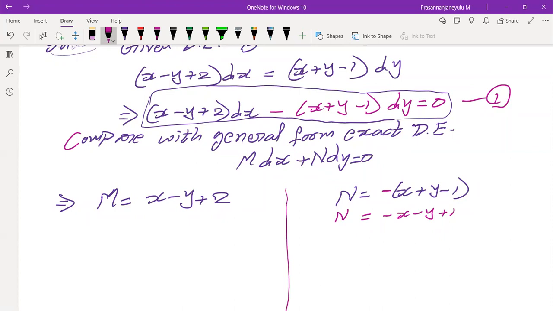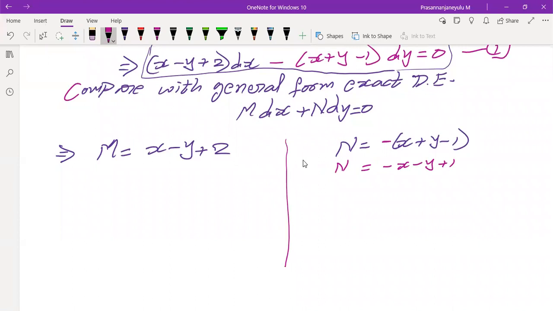Now what we need to check is how to identify whether equation 1 is an exact or non-exact differential equation. What is the condition we need to check? Dou M by dou y is equal to dou N by dou x. So for the M function, we find the partial differentiation of M with respect to y, and for the N function, the partial differentiation of N with respect to x. Now tell me, while we are doing partial differentiation of M with respect to y, which variable do we treat as constant?